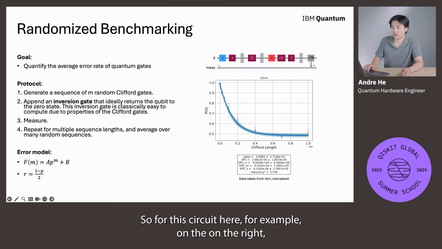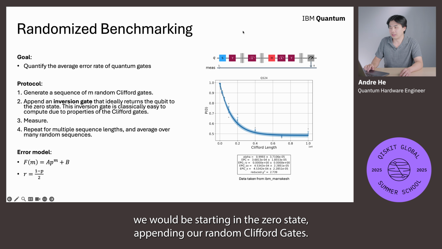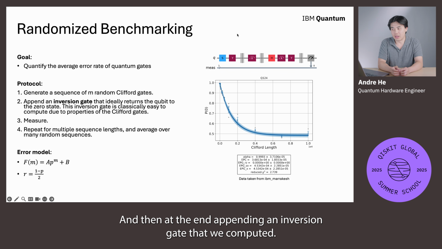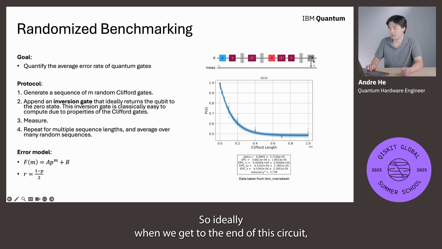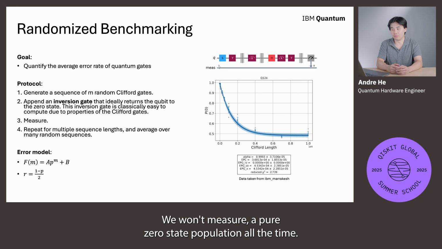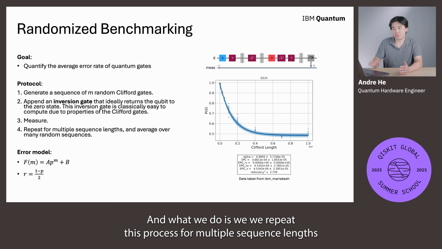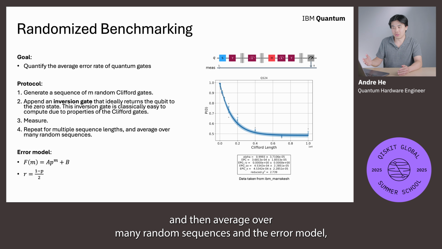So for this circuit here, for example, on the right, we would be starting in the zero state, appending our random Clifford gates, and then at the end appending an inversion gate that we've computed. So ideally, when we get to the end of this circuit, we will want to measure a zero. But because of the presence of noise, we won't measure a pure zero state population all the time. And what we do is we repeat this process for multiple sequence lengths and then average over many random sequences.